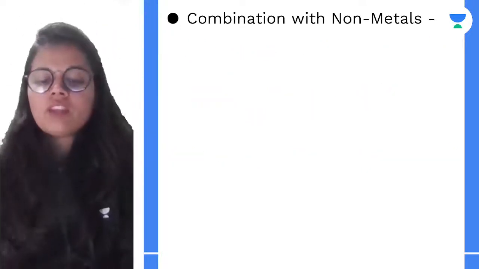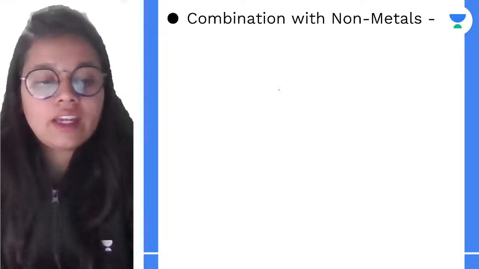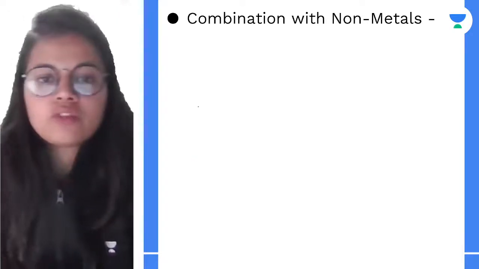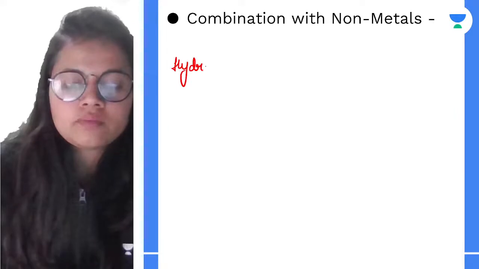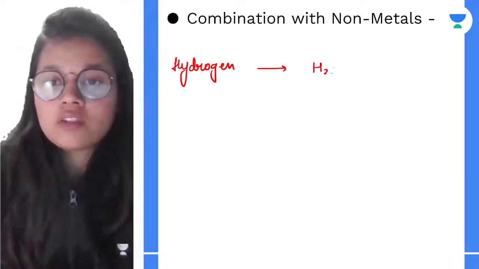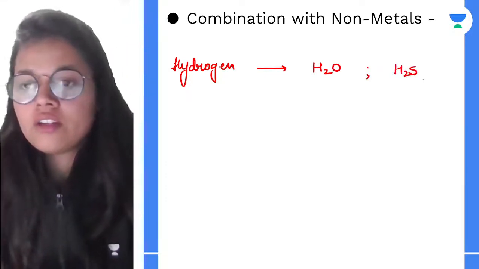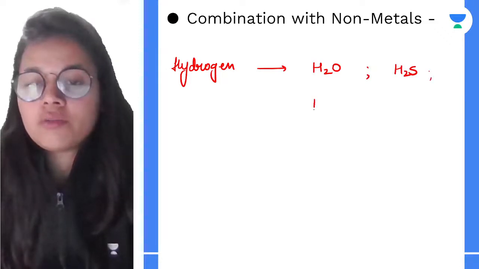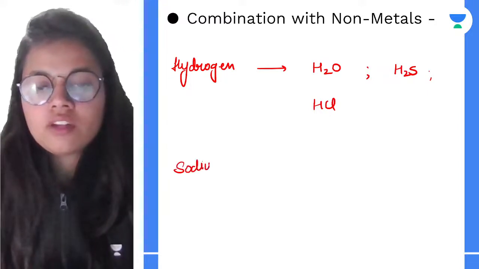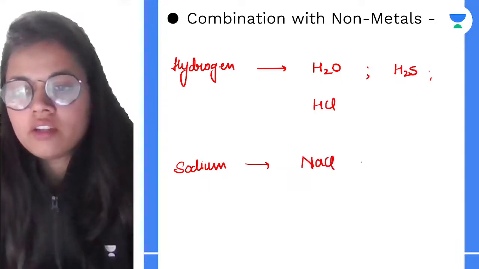Next is combination with non-metals. So hydrogen and the alkali metals react with non-metals and form their compounds. For example, if I talk about hydrogen, if it is reacting with, let's say, oxygen, it forms water. If it's reacting with sulfur, it forms hydrogen sulfide. If it reacts with chlorine, it will be forming hydrogen chloride. If I talk about sodium, it is also reacting with non-metals. The very common one is sodium chloride.